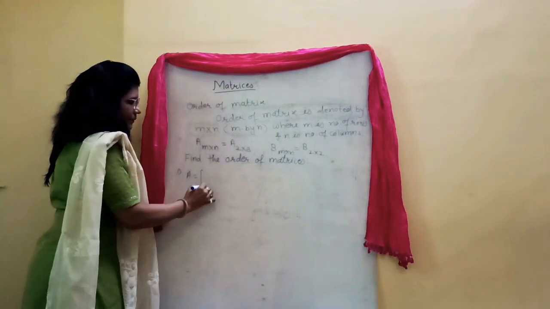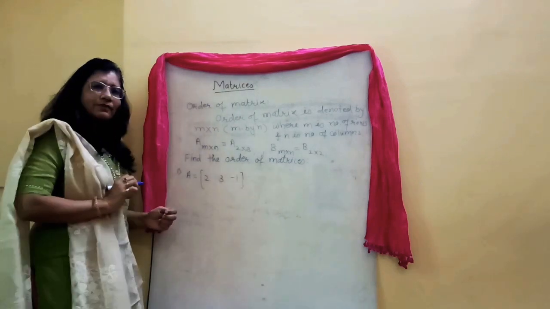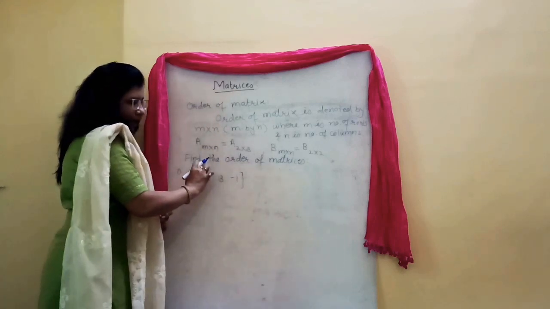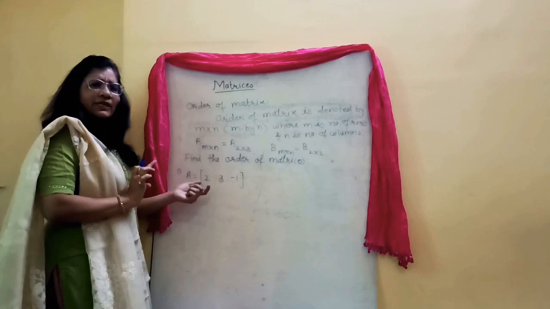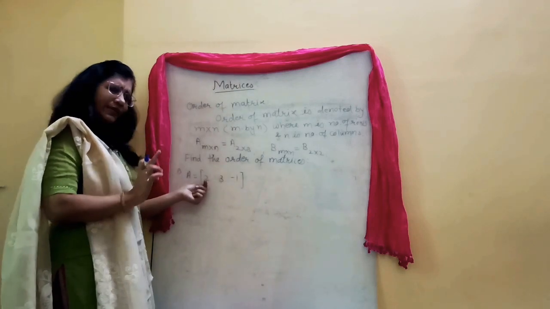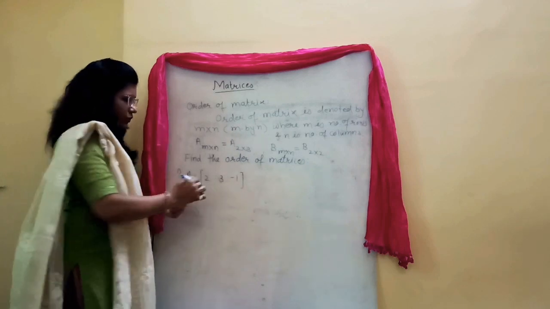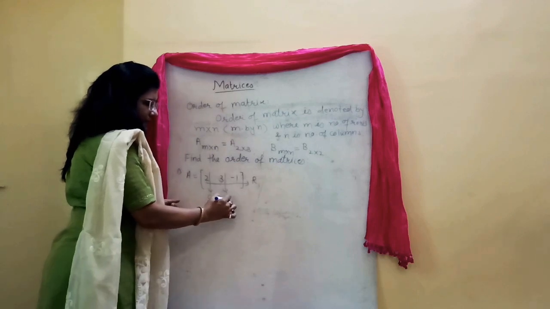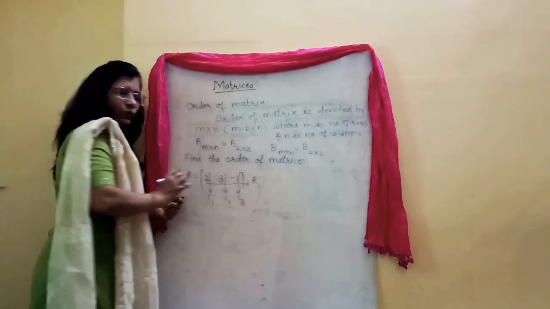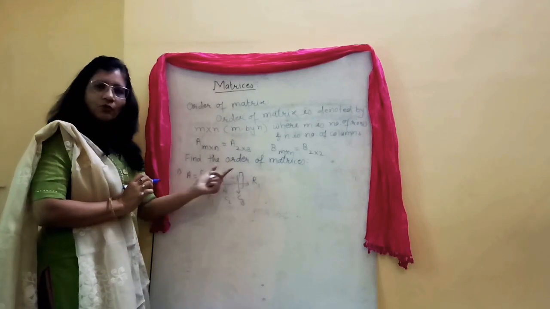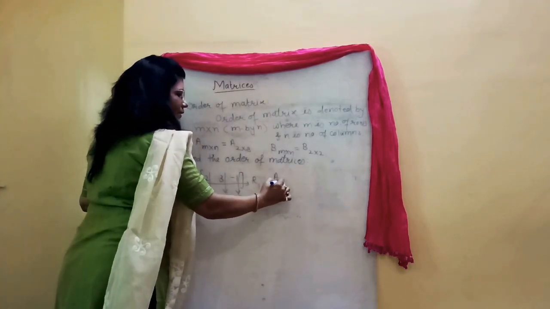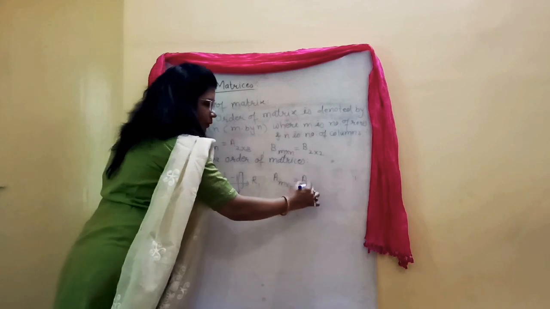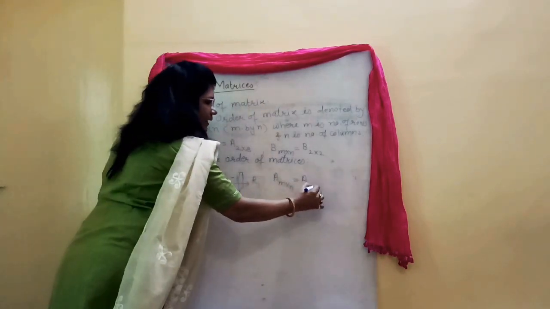Suppose A is there: 2, 3, minus 1. What is the order of this matrix? There is only one row and 3 columns are there. Now you may get confused about where the column is. Only one element is there in each column, so it is a column. So this is one row and this is one column, this is another column and this is the third column. So 3 columns and one row are there. So the order of this matrix will be 1 row and 3 columns, so 1 by 3.